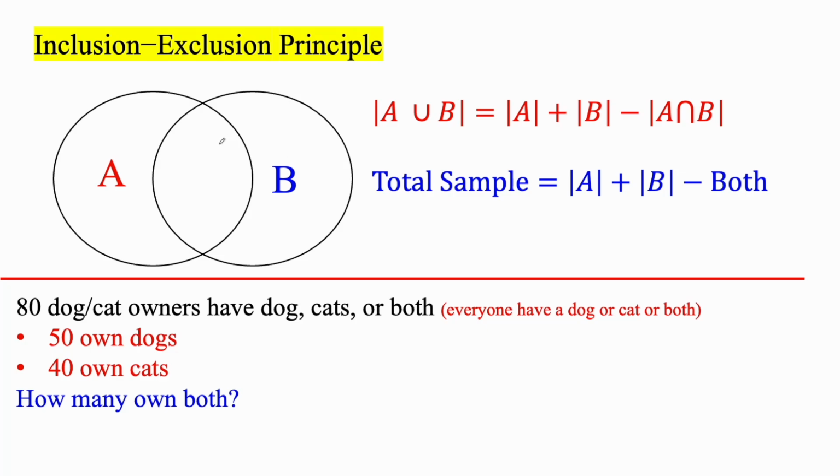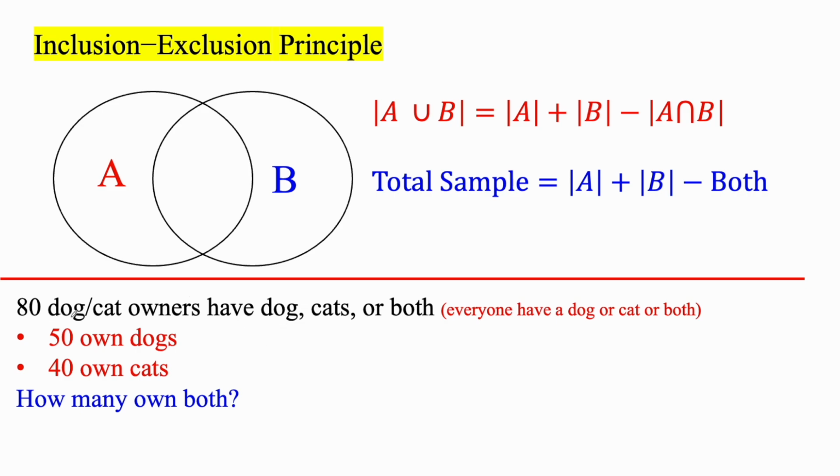The reason why we have to subtract both is that all of A includes this area and this area, and all of B includes this area and this area. And so if you subtract one time both, then you'll be able to get this whole area right here. So we're going to solve two problems. This will be our first one.